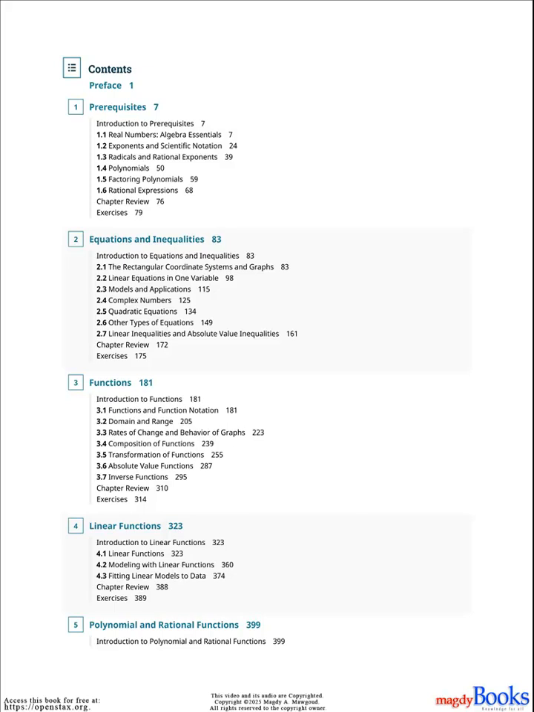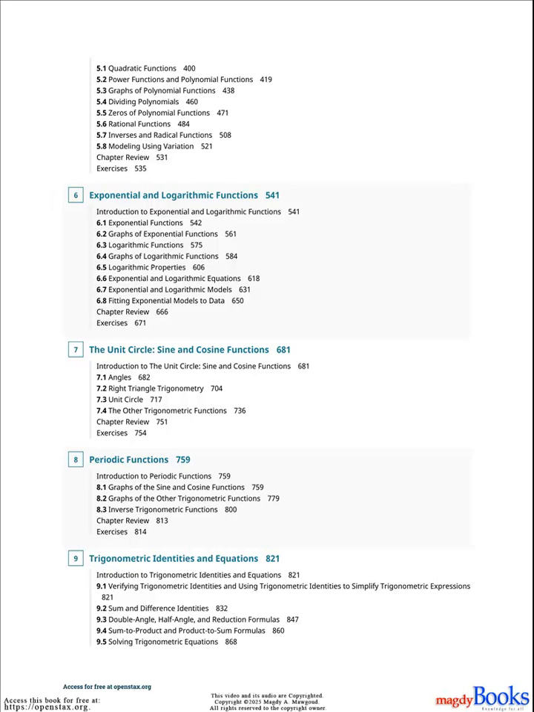4.1. Linear Functions. 4.2. Modeling with Linear Functions. 4.3. Fitting Linear Models to Data. Chapter Review. Exercises. 5. Polynomial and Rational Functions. Introduction to Polynomial and Rational Functions. 5.1. Quadratic Functions. 5.2. Power Functions and Polynomial Functions.